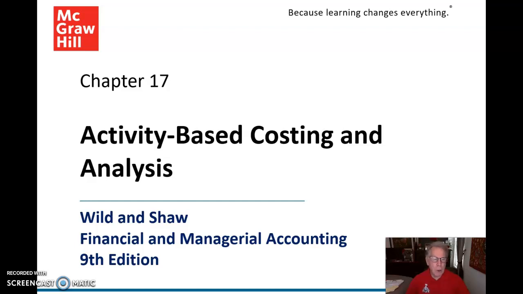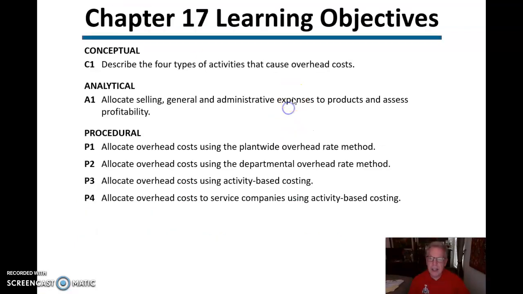Hi, everybody, and welcome back to Chapter 17, Activity-Based Costing and Analysis. In this chapter, we're going to look at the kinds of activities that cause overhead costs to be incurred. We're going to look at how we allocate selling, general, and administrative expenses, and how we're going to use that to assess profitability.